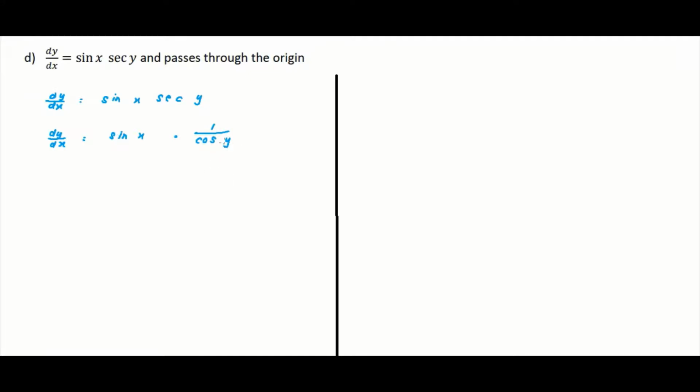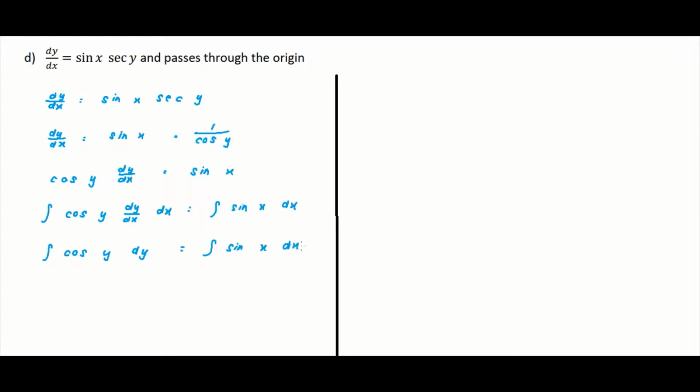Okay, so for the y terms, we need to move them to the front. So what do you have? You have cos y dy/dx equal to sine x. Now we can start to do the integration. So the integral of cos y dy/dx dx equals the integral of sine x dx. Now for the left hand side, you are left with cos y dy, and the right hand side sine x dx.